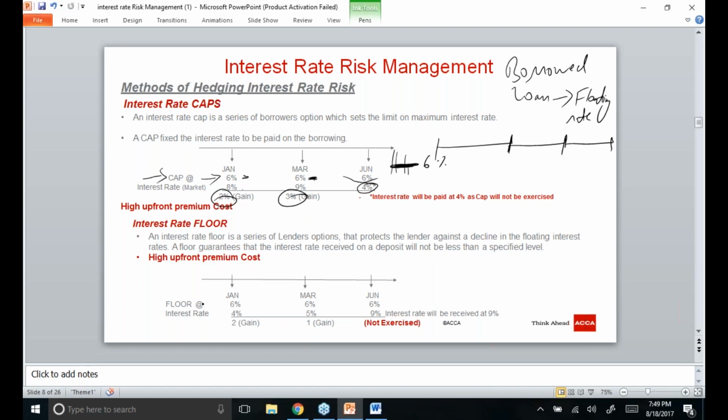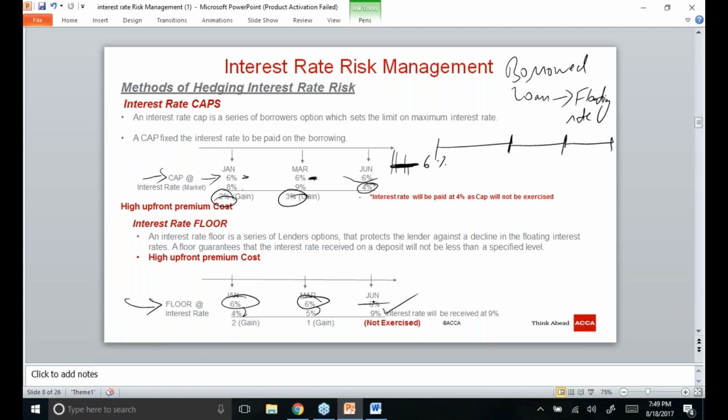Let's suppose you have bought a floor contract at 6%. In that case, you will at least receive 6% every time. Whenever interest rate goes down, you will surely receive 6%. And whenever interest rate goes up, you will cancel the 6% and you will invest at the market rate. So that means a floor will set the minimum income, and whenever interest rate goes down, you will at least receive that floor rate, and whenever interest rate goes up, you will cancel the floor and you will invest or receive the market rate.